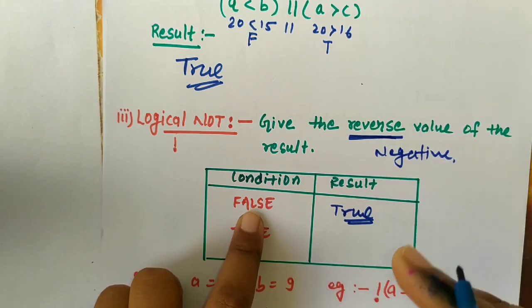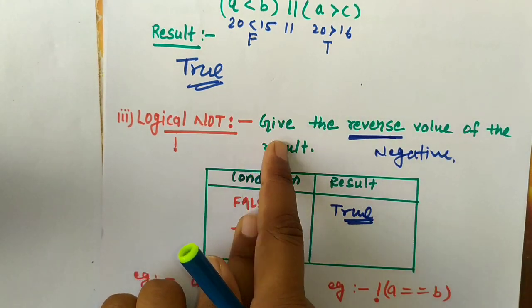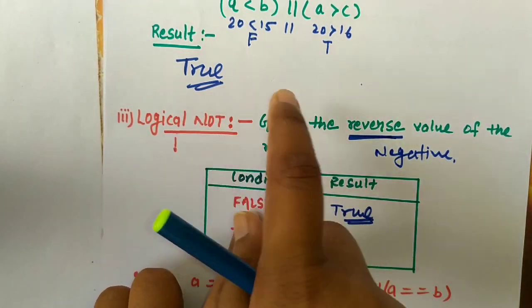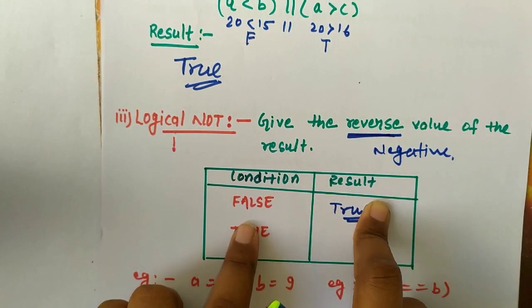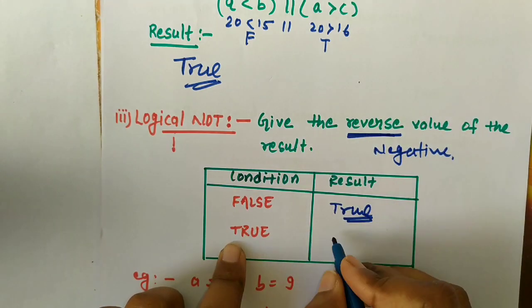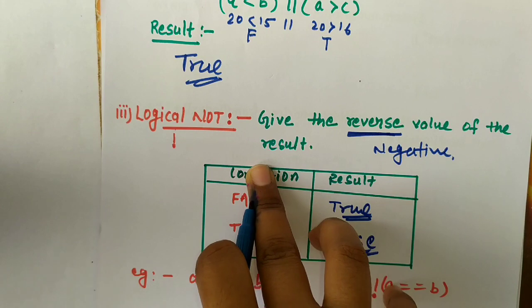If you are saying yes, the logical NOT says no. If you are saying no, the logical NOT says yes. So if you are saying false, it gives the result true. If you are saying true, it gives the result false. This is the logical NOT operator.